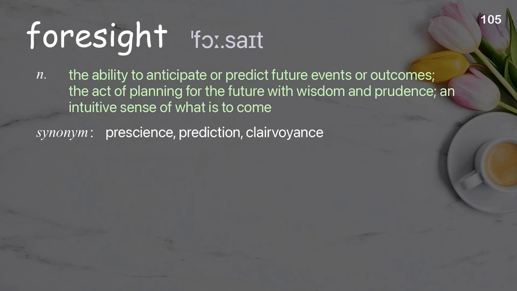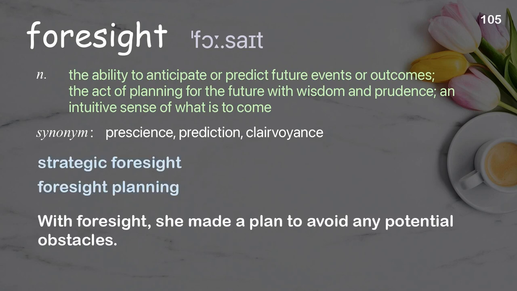Foresight: the ability to anticipate or predict future events or outcomes; the act of planning for the future with wisdom and prudence; an intuitive sense of what is to come. Examples: strategic foresight, foresight planning. With foresight, she made a plan to avoid any potential obstacles.